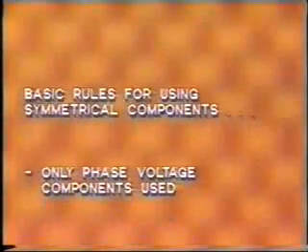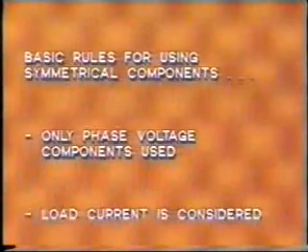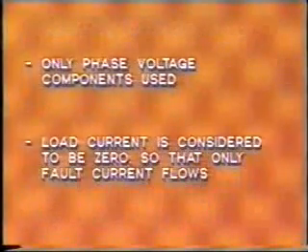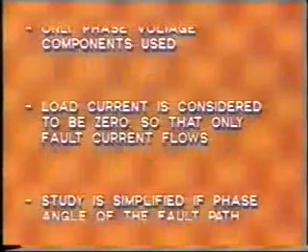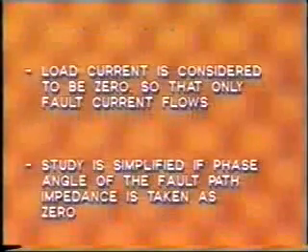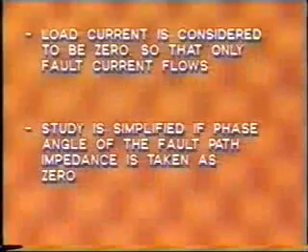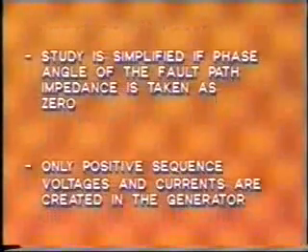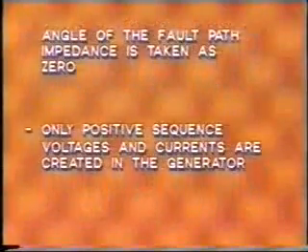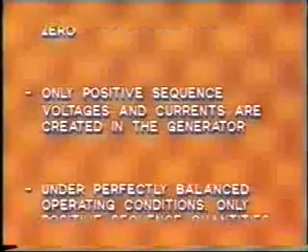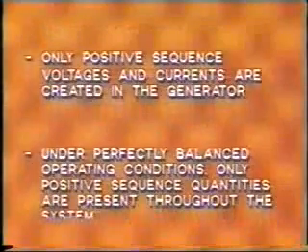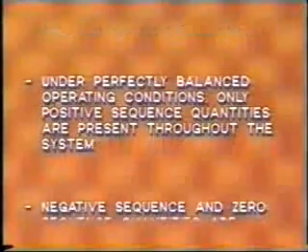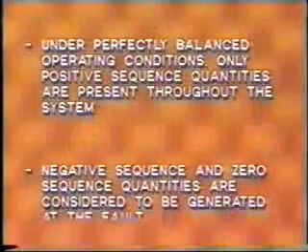Only phase voltage components are used. The load current is considered to be zero, so that only fault current flows. Current in the uninvolved phases is taken as zero. The study is simplified if the phase angle of the fault path impedance is taken as zero. Only positive sequence voltages and currents are created in the generator. Under perfectly balanced operating conditions, only positive sequence quantities are present throughout the system.